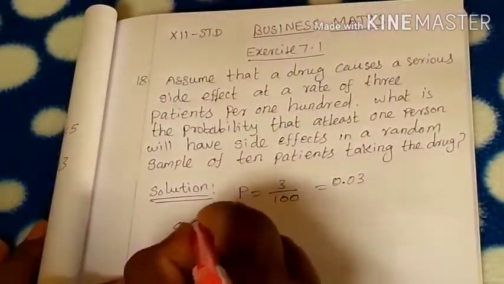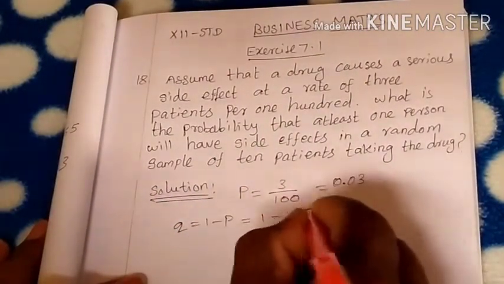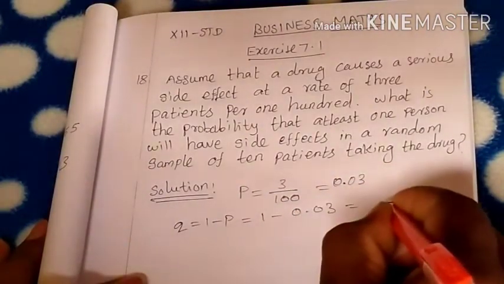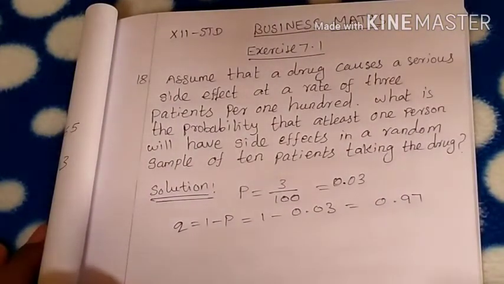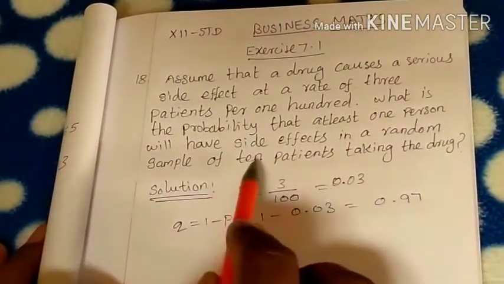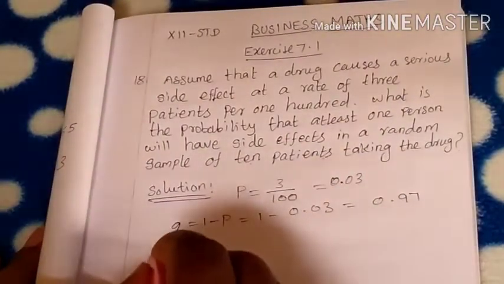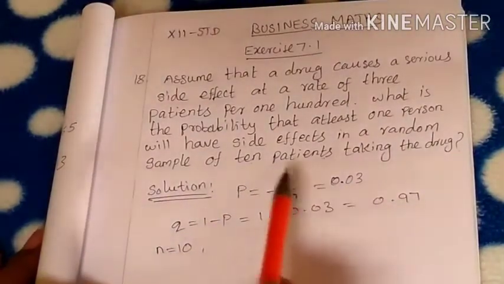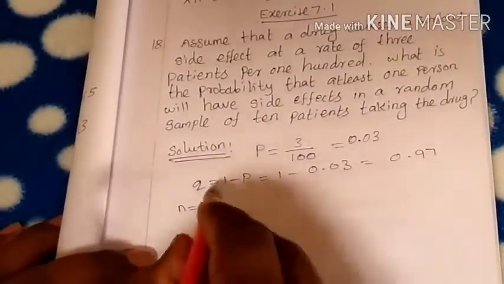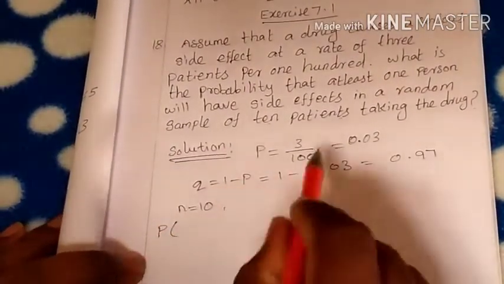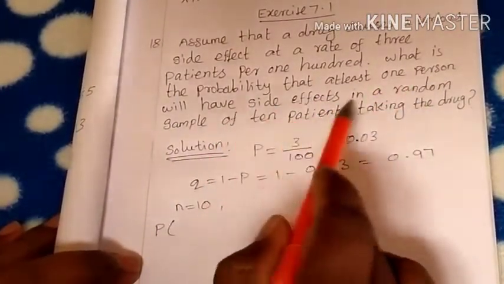Then we want to find the q. q is equal to 1 minus p, which is equal to 1 minus 0.03, so q is equal to 0.97. Then the sample taken is 10 patients, so n is equal to 10. So now we get p, q and n. Then the question is, what is the probability that at least one person will have a side effect?